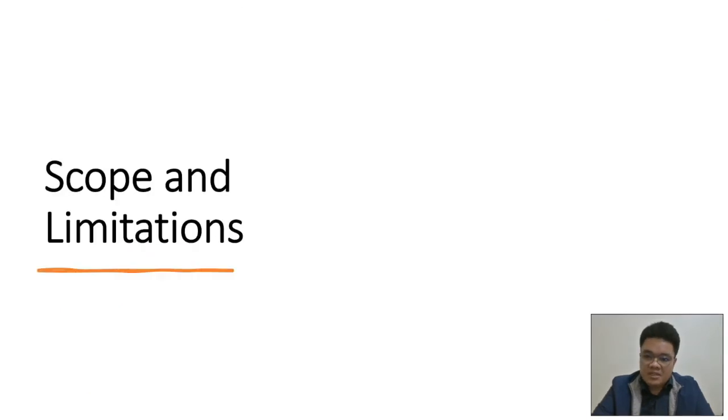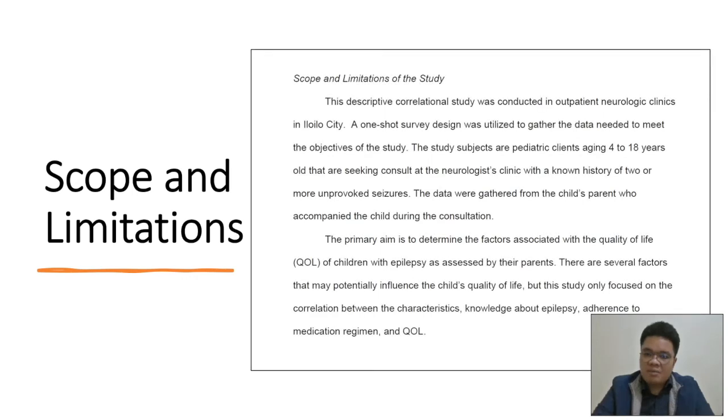Now, scope and limitations. For the scope and limitations, you need to be able to answer the question, what does your research cover? When will your research be conducted? Where will your research be conducted? How will you be able to gather the data? And what are the limitations of your research? Okay? In other words, what are the factors that you were not able to explore? What are the factors that you would want supposedly to be considered but could not be done? Okay, because it's considered to be a limitation.